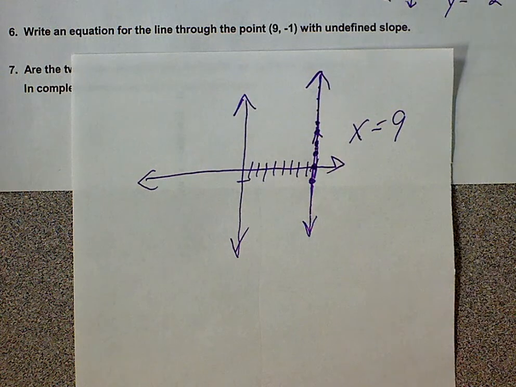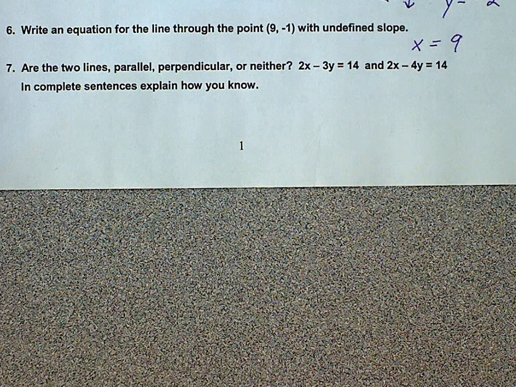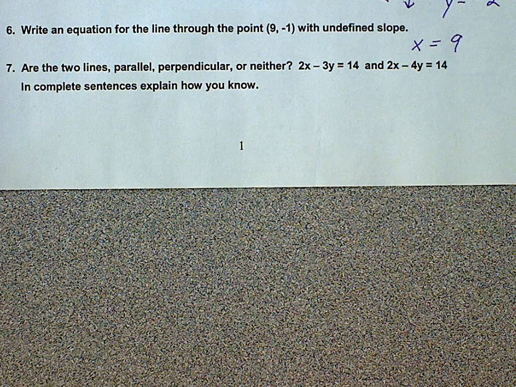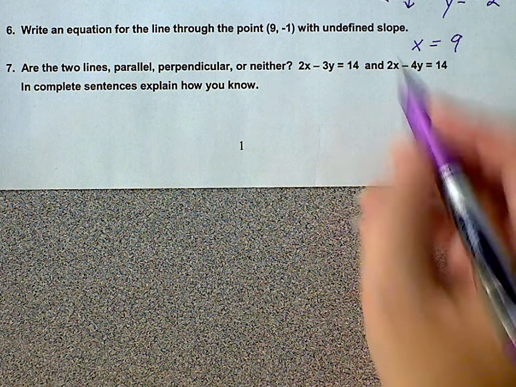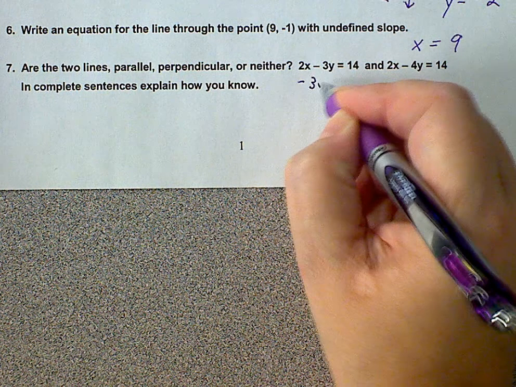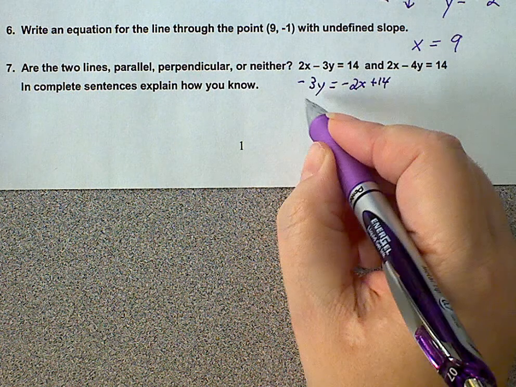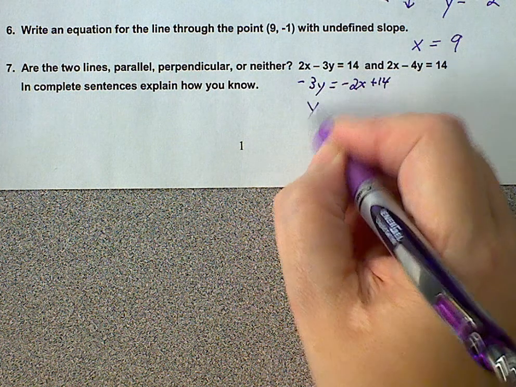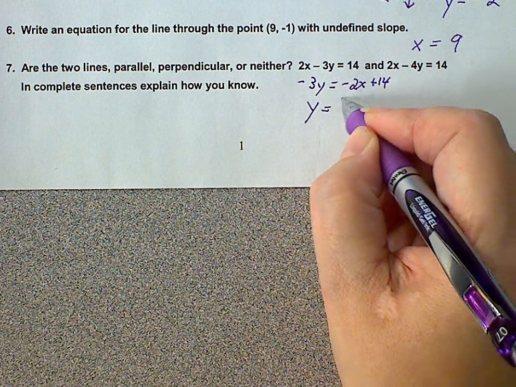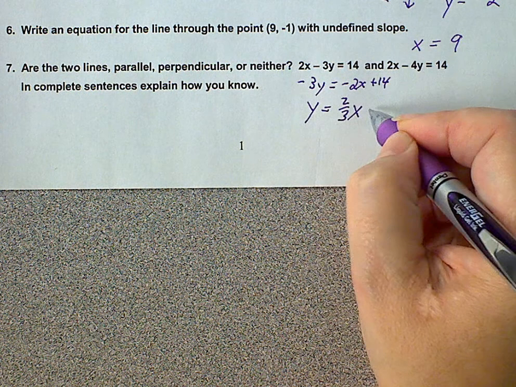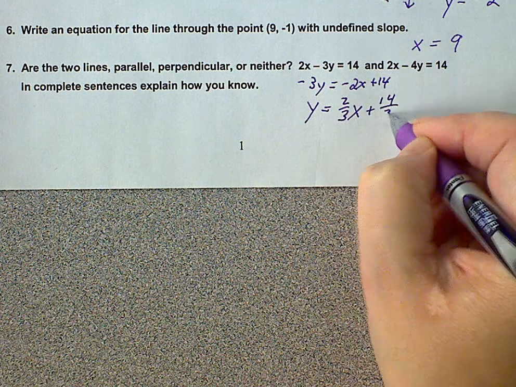It says, are these two lines parallel, perpendicular, or neither? And then how do we know? So what's the first thing I have to do to be able to figure out if they're parallel, perpendicular, or neither? Yeah, I have to solve for my y. So on this one, I have negative 3y. I'm going to take this to the other side. So I have negative 2x plus 14. Divide by a negative 3. I get y is equal to negative, and negative is positive 2/3 x plus 14 over 3 negative.